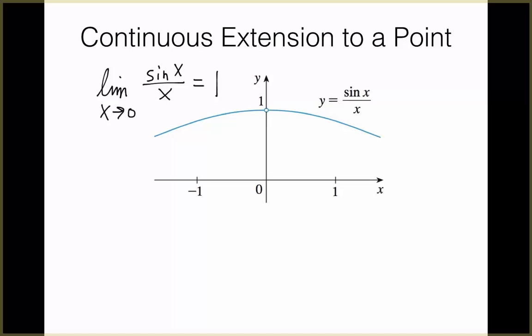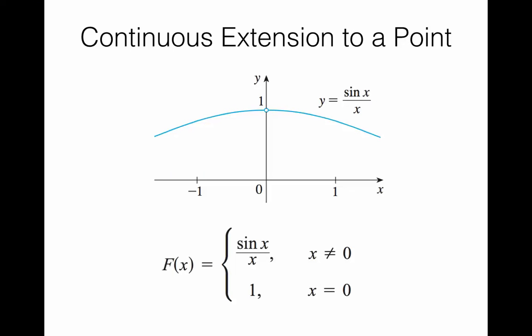So let's define the function capital F of x. So capital F of x will equal sine of x over x for every value of x other than 0. And then to fill in this hole, we're going to define capital F of x to be 1 when x is 0. So the graph of capital F of x would look like this. So it would be a continuous function everywhere. Now we've removed the discontinuity. This capital F is called the continuous extension of sine of x over x to the point x equals 0. So in general, this is how we can define a continuous extension when you have a removable discontinuity.